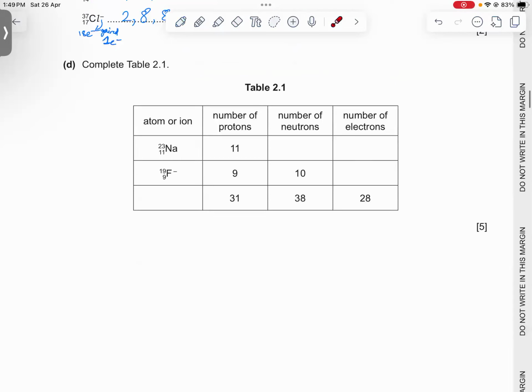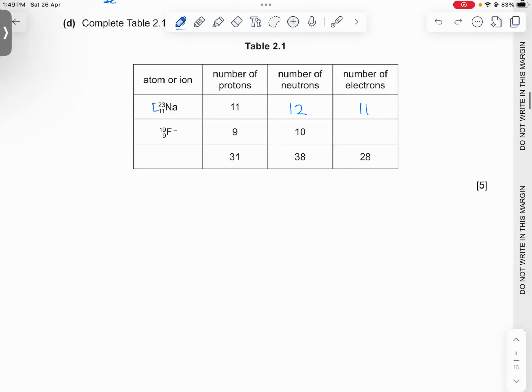Complete table 2.1. The first row says 23, 11 Na. Number of protons is 11. How many neutrons does it have? How do you find neutrons? You subtract the atomic number from the mass number. So 23 minus 11 should be 12. Number of electrons should be equal to number of protons because it is neutral, it does not have a charge. That means the protons and electrons are equal.